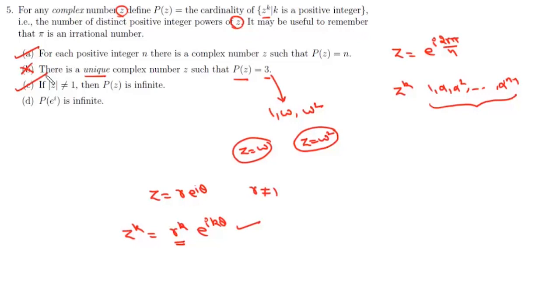And this option D is p e to the power iota. Now p e to the power iota will be e to the power iota k. Now this e to the power iota k will lie on the unit circle and it will have infinite points. So for these infinite points, we'll have infinite cardinality. So option D is also correct. So the correct options are A, C and D.